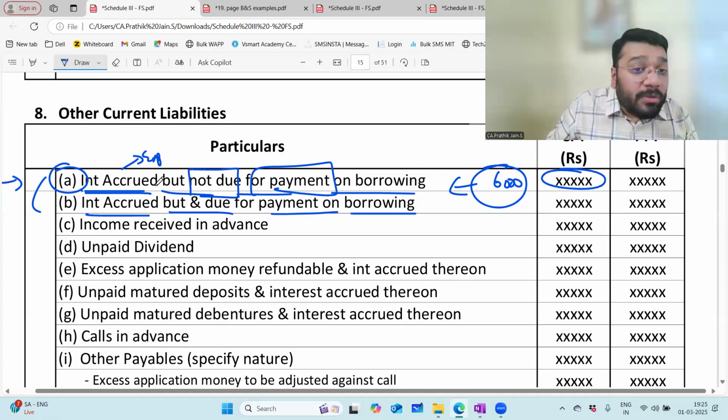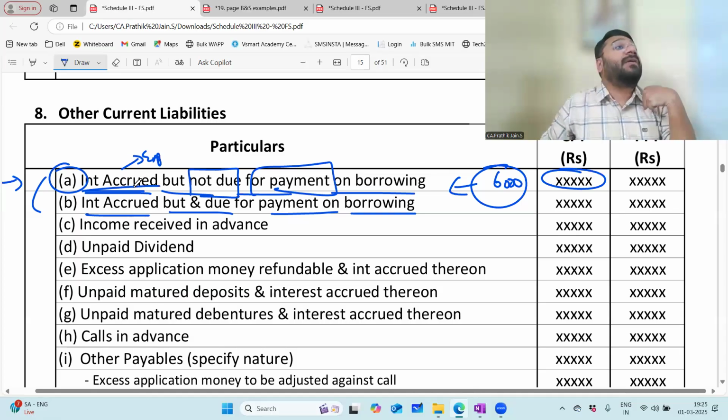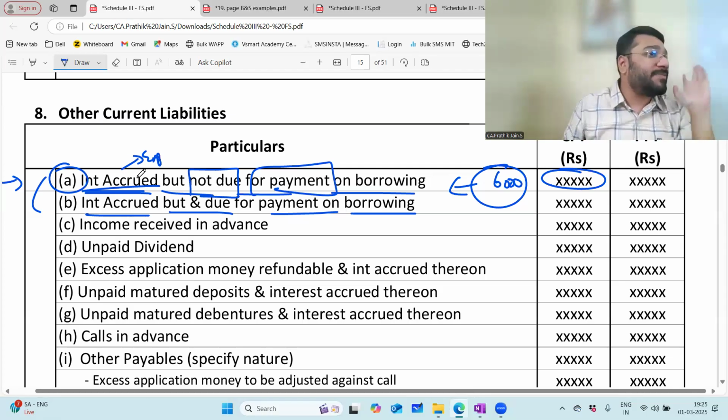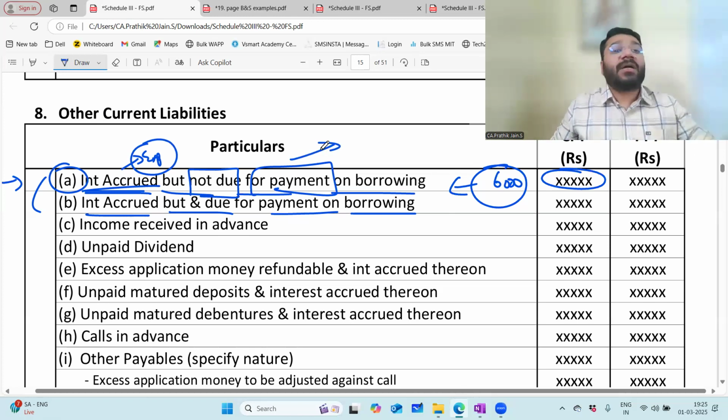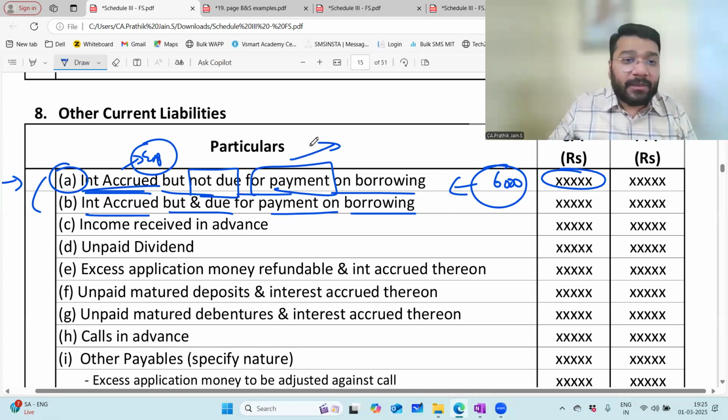So interest accrued means what? Interest accrued means expense incurred. Why? I enjoyed that money for 6 months. So I have to suffer the cost for 6 months. So interest accrued means expenses, but not due for payment. So interest accrued but not due for payment. Am I loud and clear?